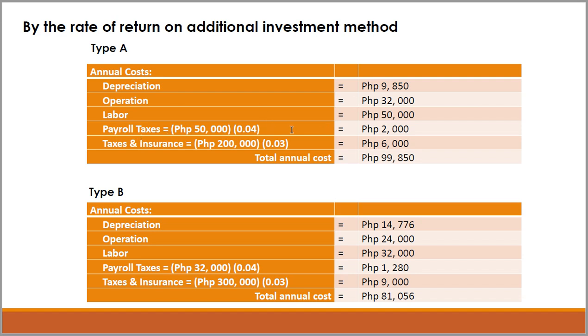Payroll and taxes is 4% of the labor cost, which is 2,000 in this case. And then taxes and insurance costs would be 3% of the initial cost, which is 200,000 in this case. For type B, we have corresponding values of depreciation, operations, and labor. Payroll taxes is also computed similarly, no, to type A. It's 4% of the labor cost, and then taxes and insurance is 3% of the initial cost. So this would be the annual cost for each type. So mas mura yung annual cost sa type B compared to type A, no?